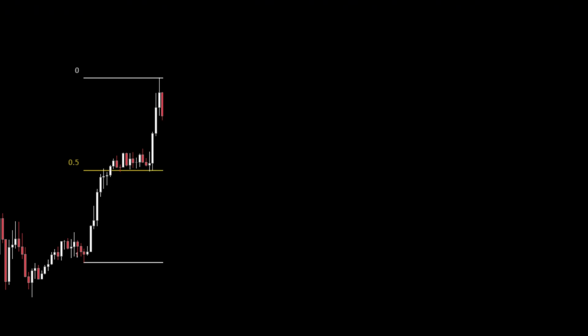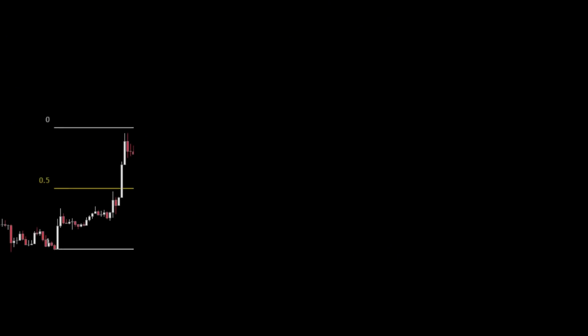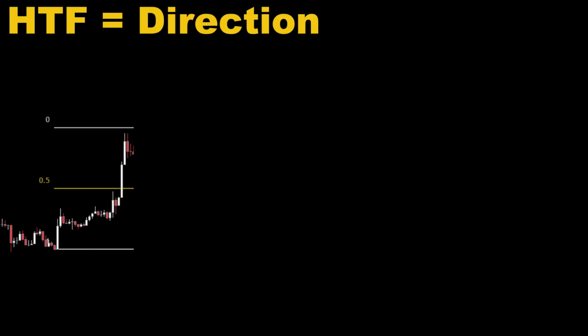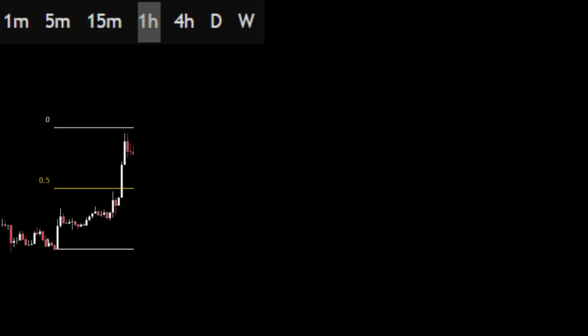So the setup is simple. Bullish market. Price enters discount. Price grabs liquidity. Price creates a change of character. Then we look for the entry. But we do not chase the candle. We go to the lower time frame. The higher time frame gives us the direction. The lower time frame gives us the entry. For example, if we are using the 1-hour chart to find the discount zone, we can go down to the 5-minute or 15-minute chart to refine our entry.